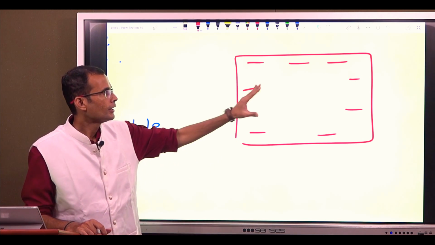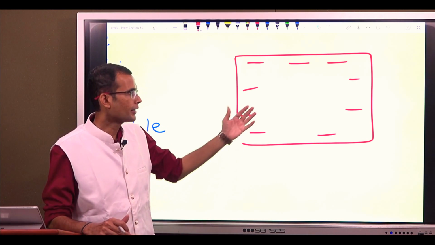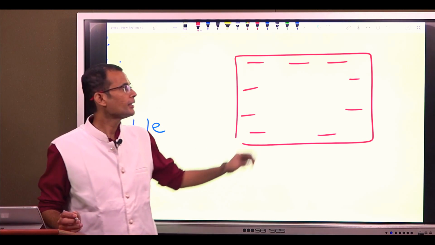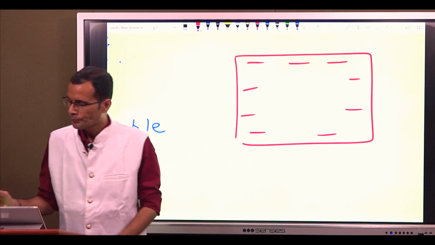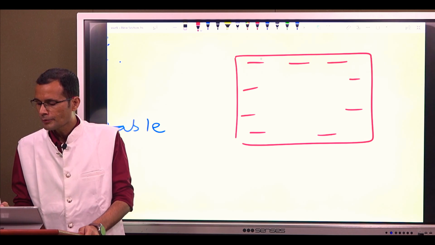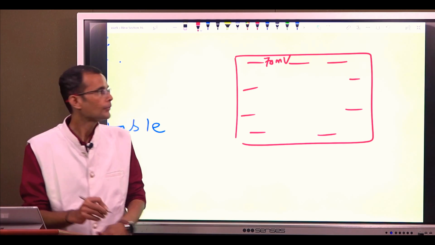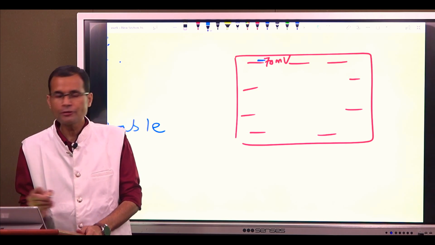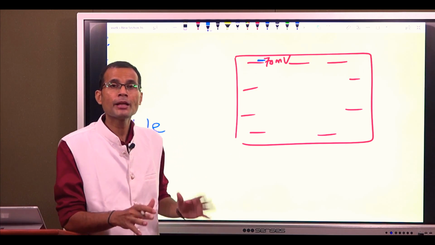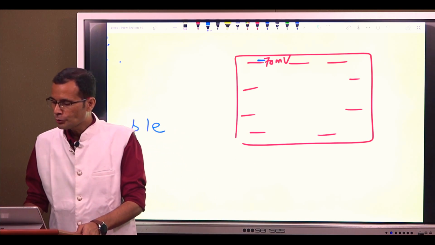So let's have a few more points related to this. Let's say here is a typical cell, diagrammatic representation. Inside of the membrane is -70 millivolts. All right, it's a -70. Now this, when we refer to this as a -70 membrane potential, outside is taken to be 0.